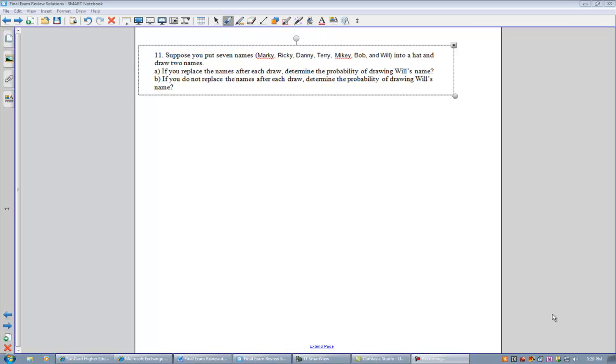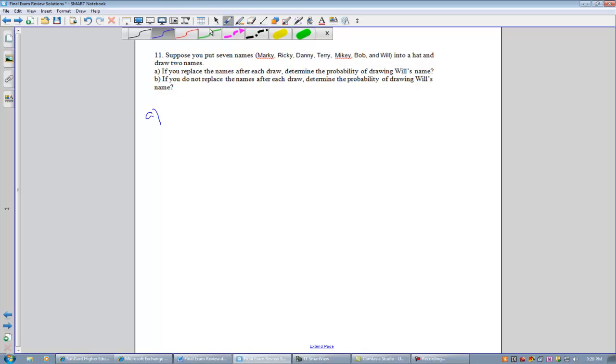All right, so on number 11 here, what do we want to do? It says, suppose you put 7 names, Marky, Ricky, Danny, Terry, Mikey, Bob, and Will, into a hat, and you draw 2 names. In part A, it says, if you replace the names after each draw, determine the probability of drawing Will's name. Okay, so let's do A right here.